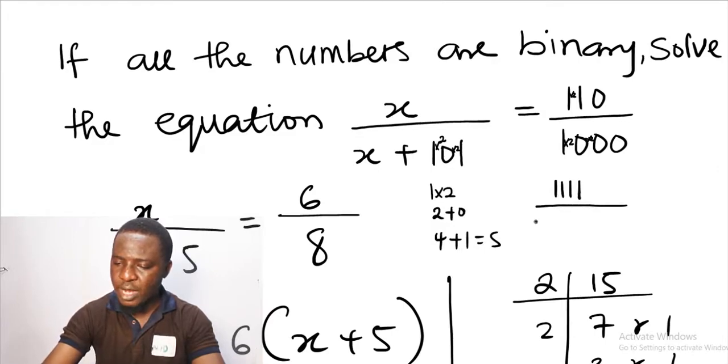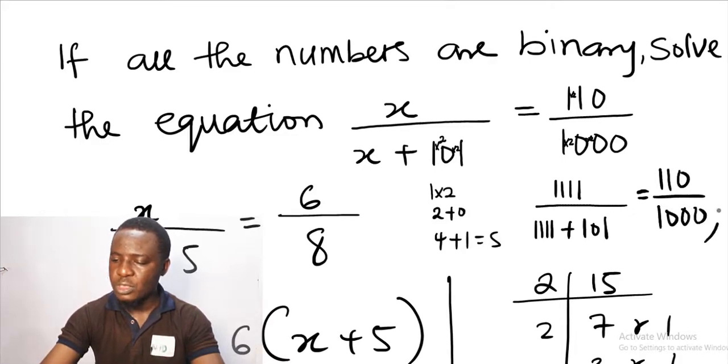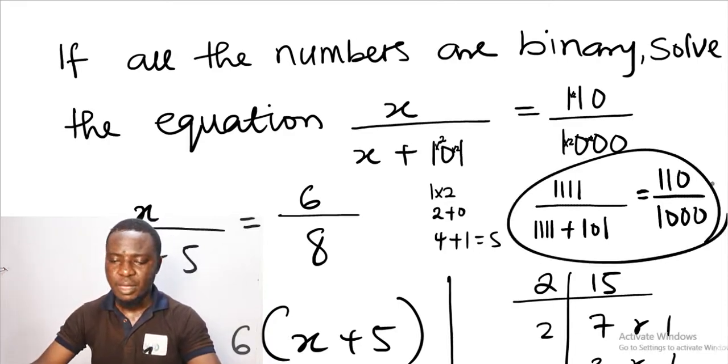So what that means is that this equation is said to be 1111 divided by 1111 plus 101. That will be equal to 110 divided by 1000. So this is the equation, and that is our value for x.